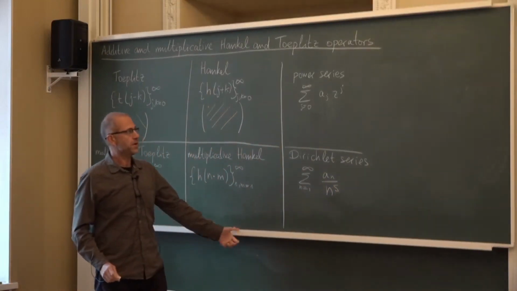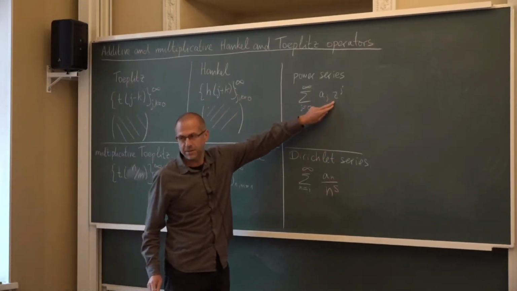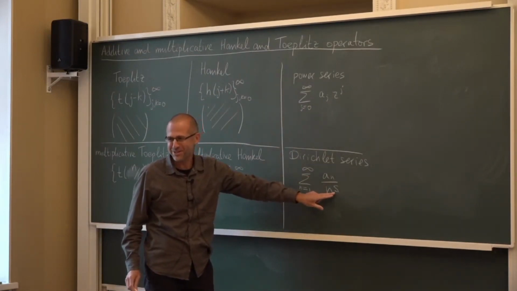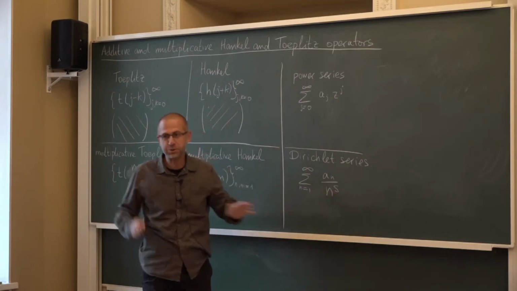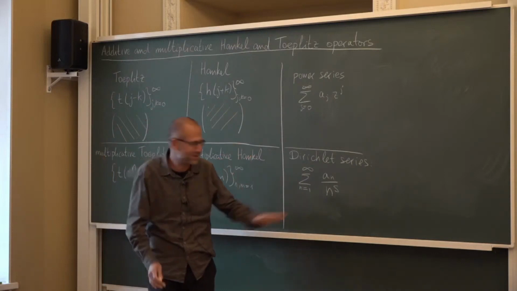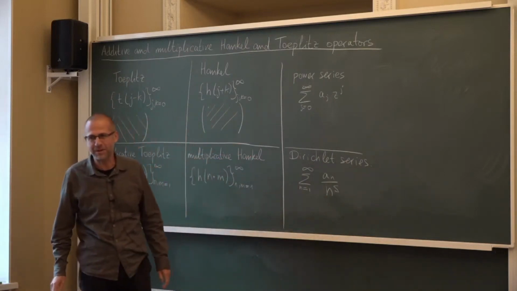Here we denote the variable standardly by Z, a complex variable. The tradition in the theory of Dirichlet series is to denote the variable by S. This tradition goes back to Riemann, so who are we to dispute this? I will stick to this notation. S is a complex variable.